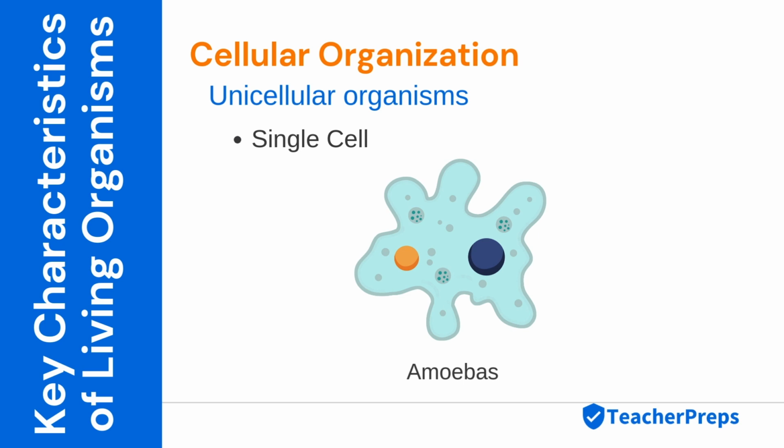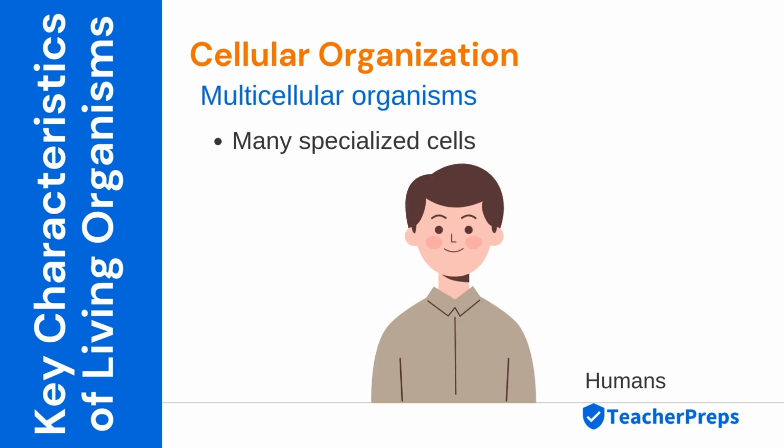All right, here are the key characteristics of living organisms that you'll want to know for your test, starting with cellular organization. Unicellular organisms are made up of a single cell, just like amoebas. On the other hand, multicellular organisms are made up of many specialized cells, and we, humans, are an example of this.